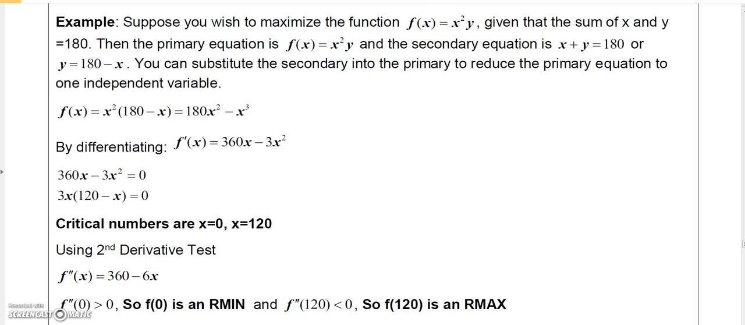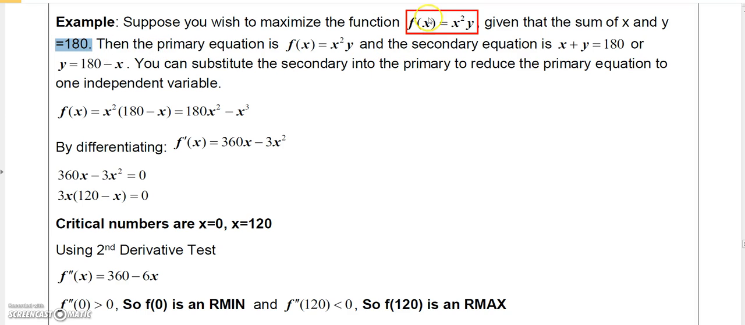So let's say we want to maximize this function. So we want this function to have a maximum value. Well, I don't know how to maximize this function here because it has two independent variables. It has both x and y in it. But I'm given some more information. I'm given here that the sum of x and y must equal 180.